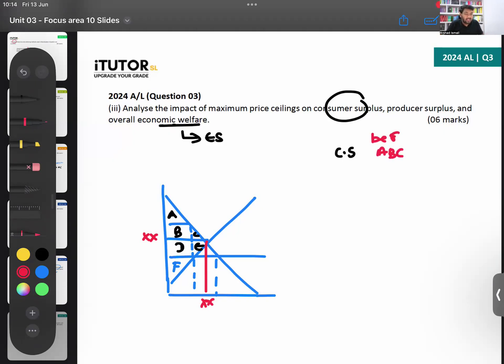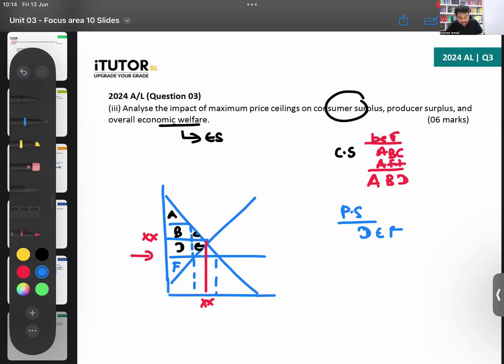But now after the maximum price, consumer surplus will actually increase a bit because the consumer pays a bit of a lower price. But then you can talk a little bit about it: if there is a search cost and all, then consumer surplus is only A, but otherwise consumer surplus will be A, B, and D. That is consumer surplus after. And then you can talk about how producer surplus changes. So producer surplus before is DEF.